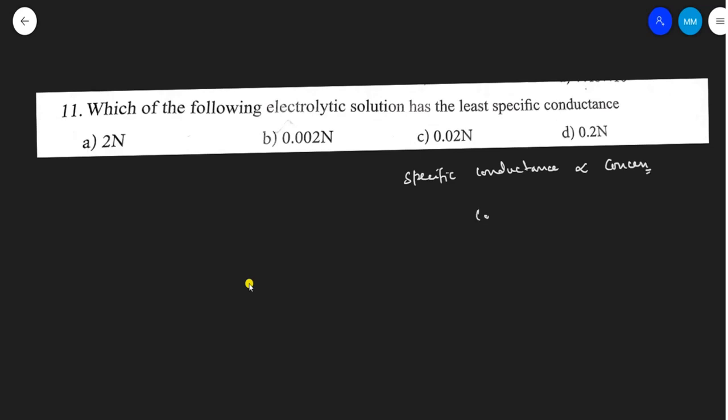As concentration increases, specific conductance also increases. Here the question is which of the following electrolytic solutions has the least specific conductance? That means the electrolytic solution with the lower concentration has the least specific conductance. So our answer is here the 2 into 10 to the power of minus 3 normal, so it is in the lower concentration. So our answer is B.